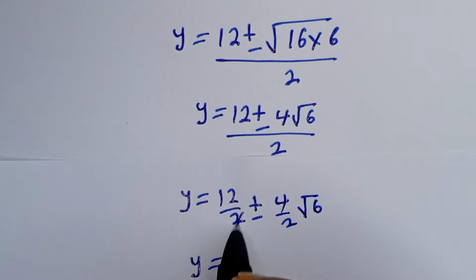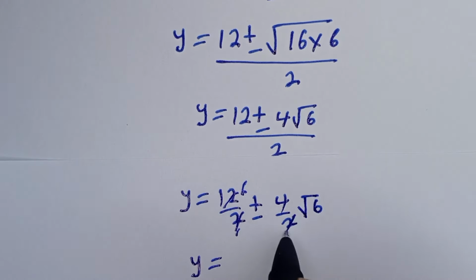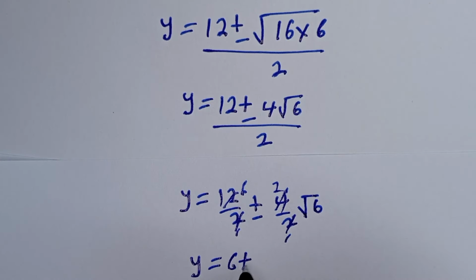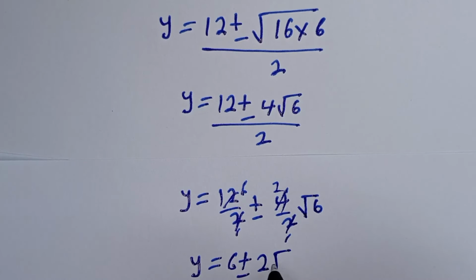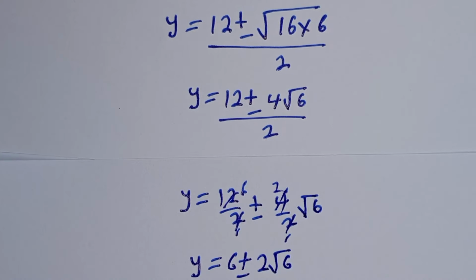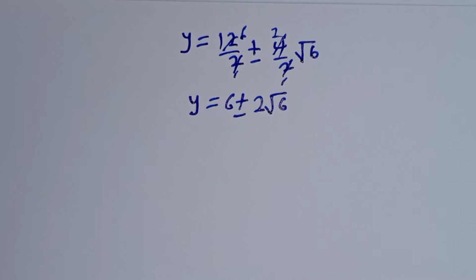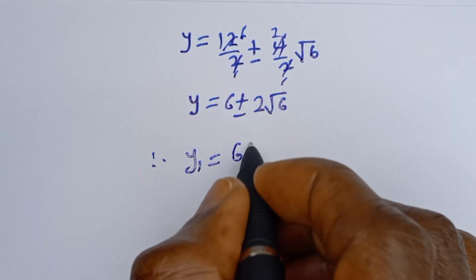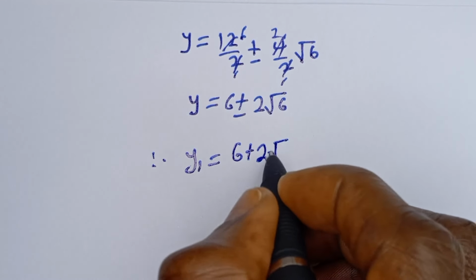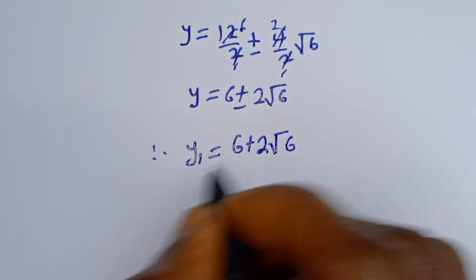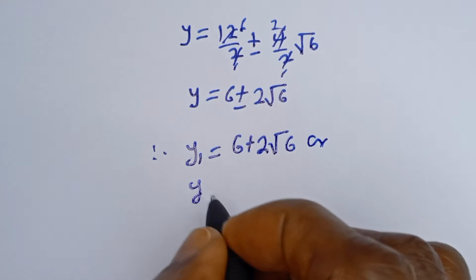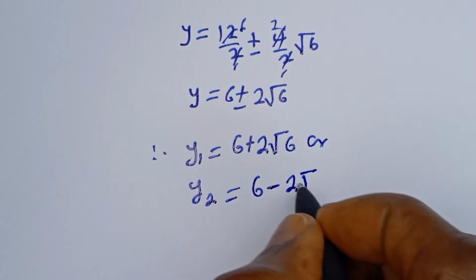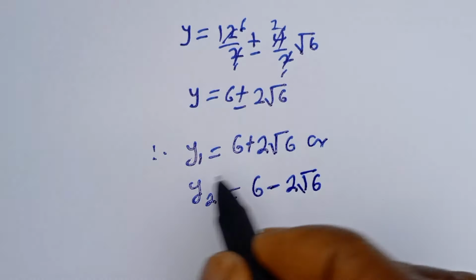Y is equal to 6 plus or minus 2 root 6. Therefore, y1 is equal to 6 plus 2 root 6, or y2 is equal to 6 minus 2 root 6. We've gotten the value of y.